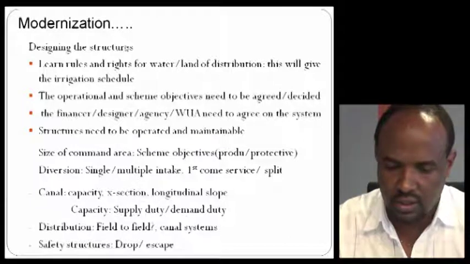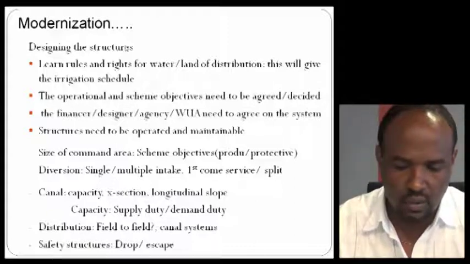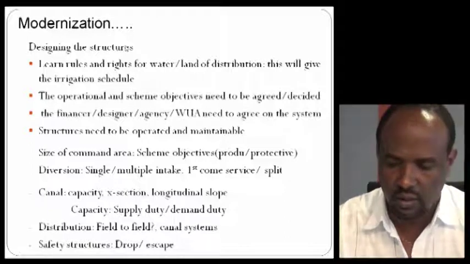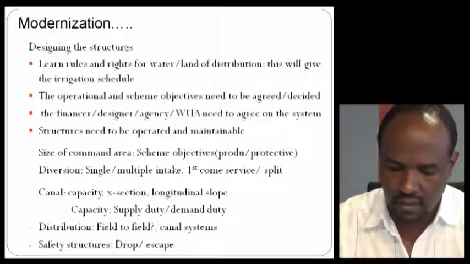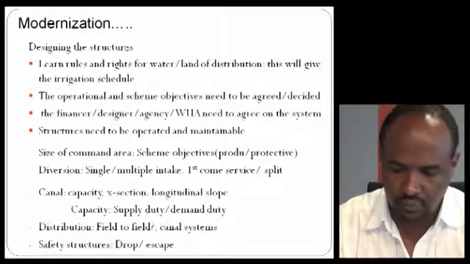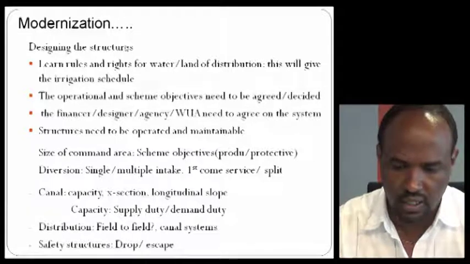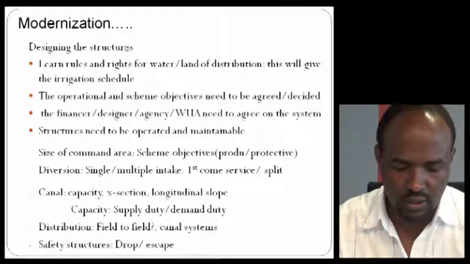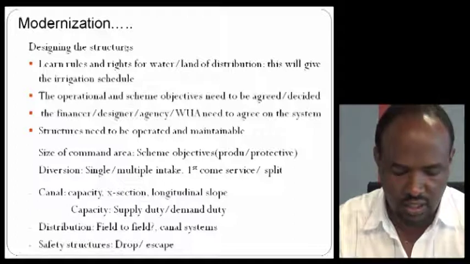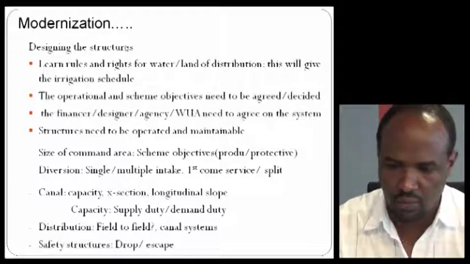Therefore we need to fix the fields, as well as decide whether the diversion is a single or multiple intake. If all these things are decided along with all stakeholders, the designers, planners, the financer who also needs to finance it, and the end user, that is the farmers, then the sustainability of the modernized system will be improved.